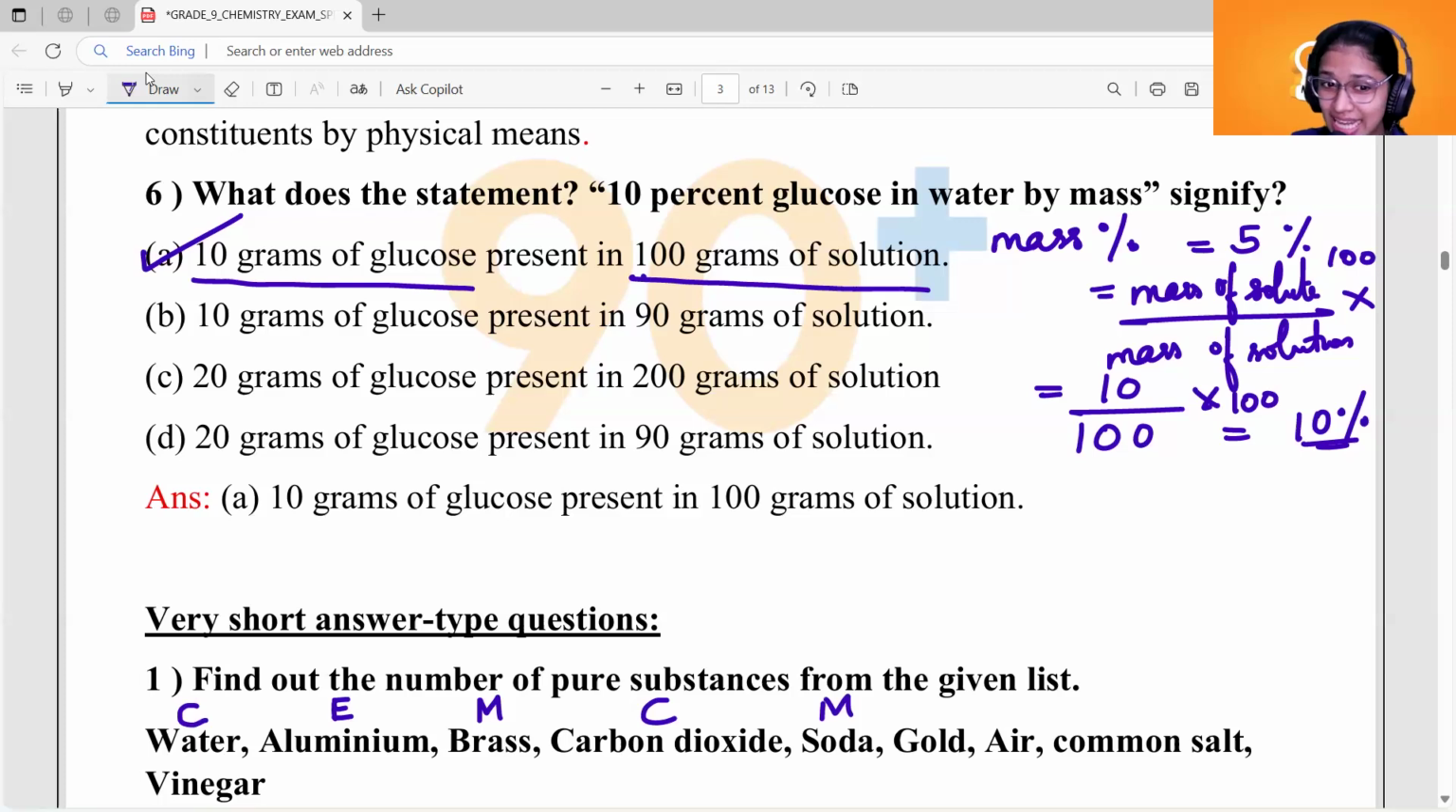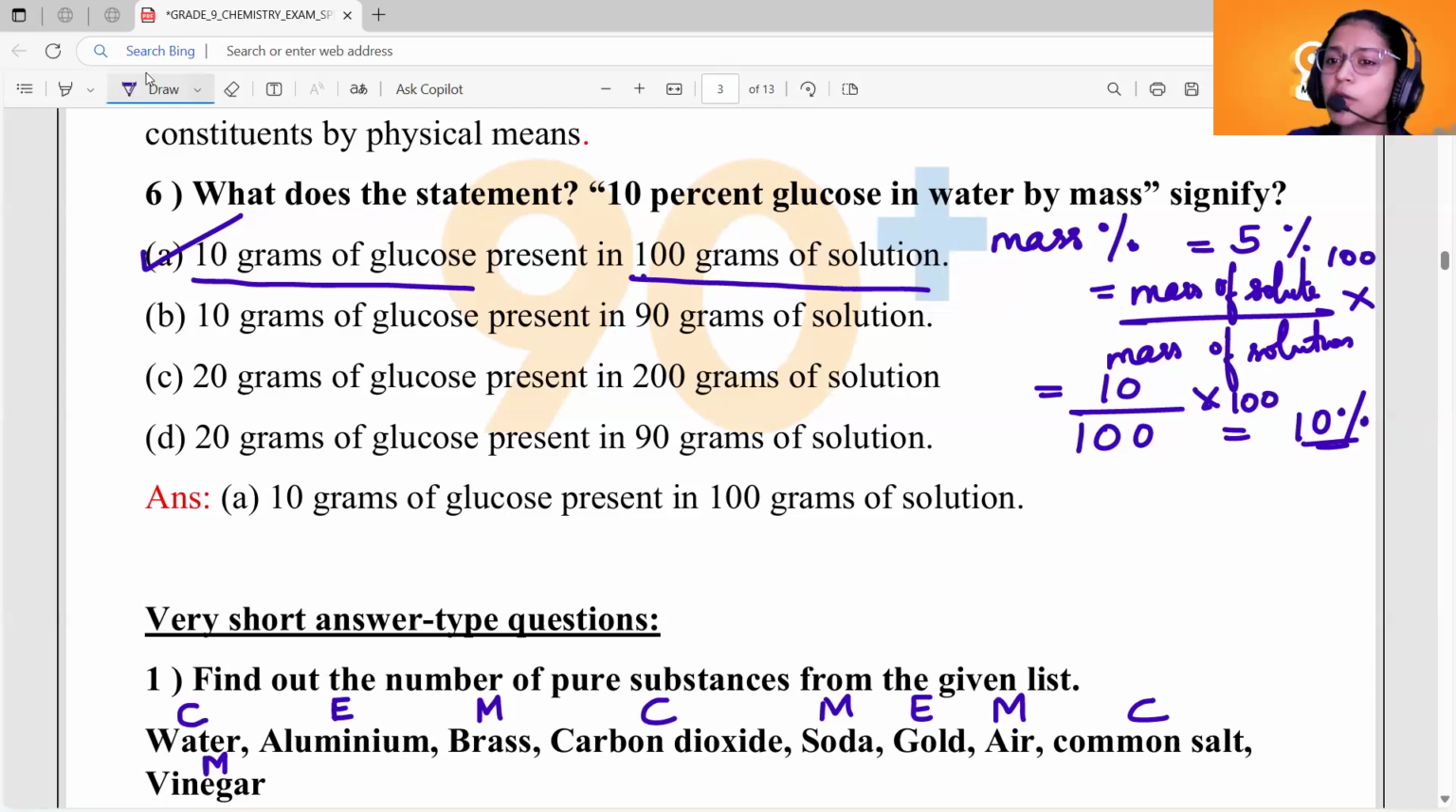Gold is an element. Air, we know, is a gas and gas type mixture. Common salt, sodium chloride, is a compound. Vinegar is a liquid in liquid type homogeneous mixture, so this is again a mixture. Now we've classified the substances into compounds, elements, and mixtures. But what is the question? Find out the number of pure substances from the given list.